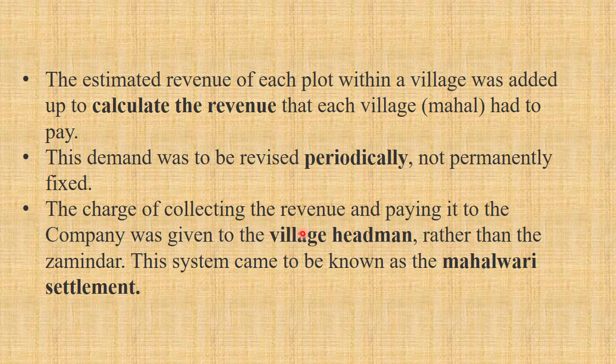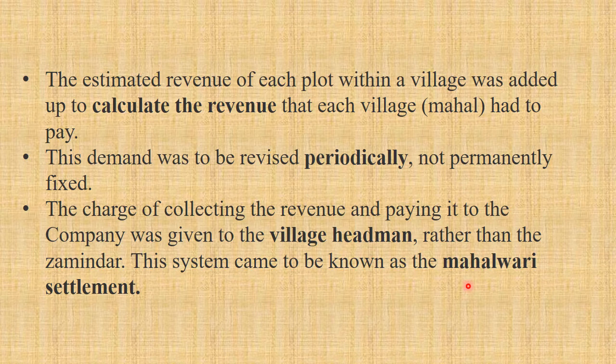Okay. The charge of collecting the revenue and paying it to the company was given to the village headman. So now it is changed. Who has to collect the revenue and pay to the company? The village headman, rather than the zamindar. Now the zamindar has no need to pay. Because now they have made another man, that is the village headman. He has to collect the revenue and he has to pay.